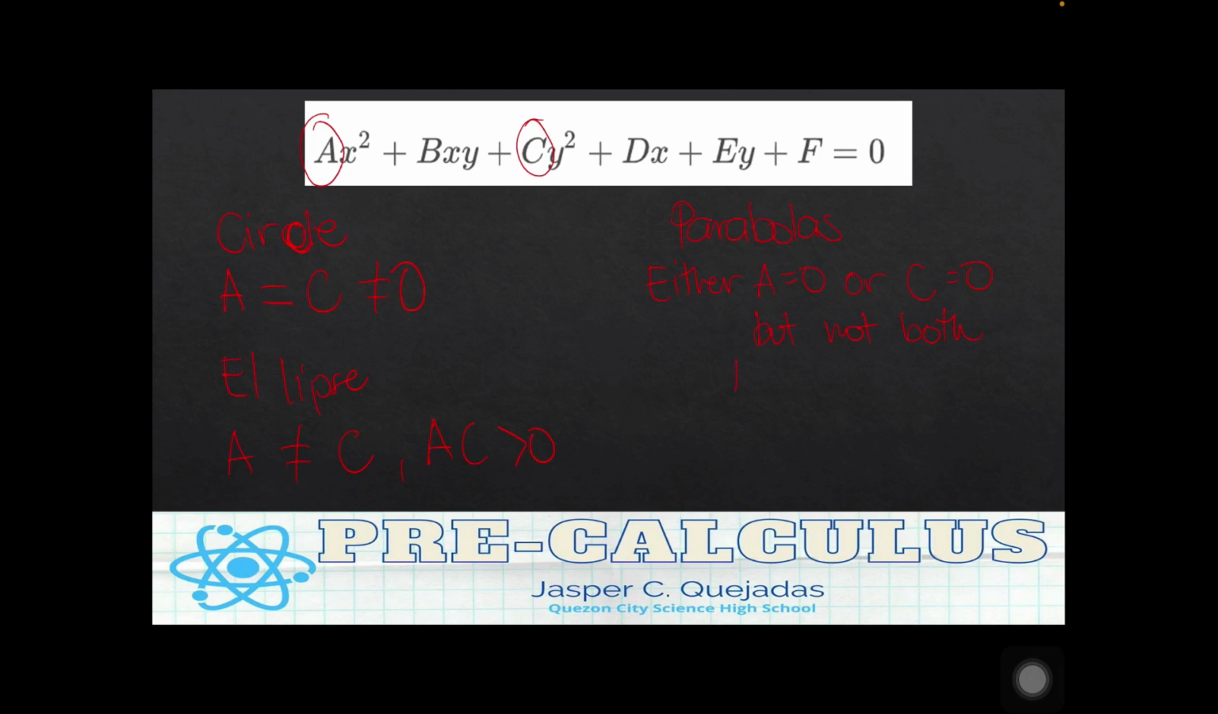And for hyperbola, the product of A and C must be less than 0, meaning they have different signs. So one must be negative and one must be positive. So that's how you know whether the given equation of a conic section is a circle, a parabola, an ellipse, or a hyperbola.